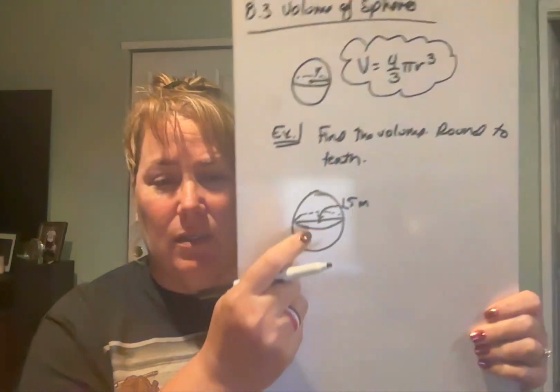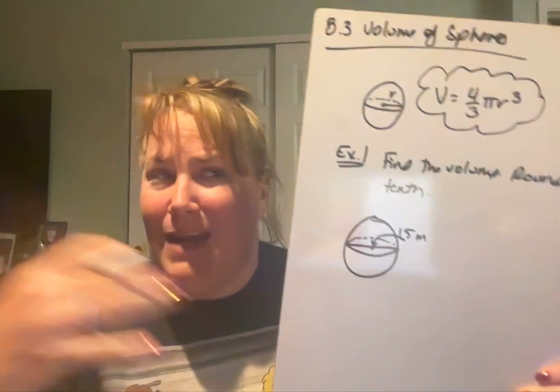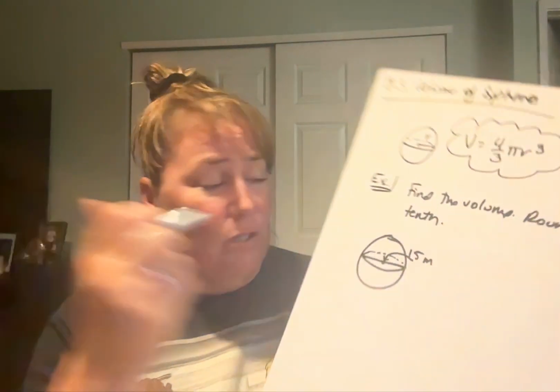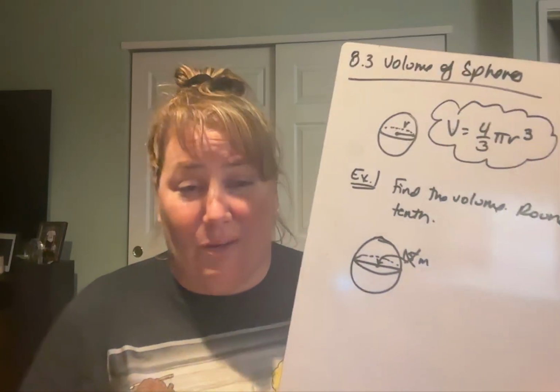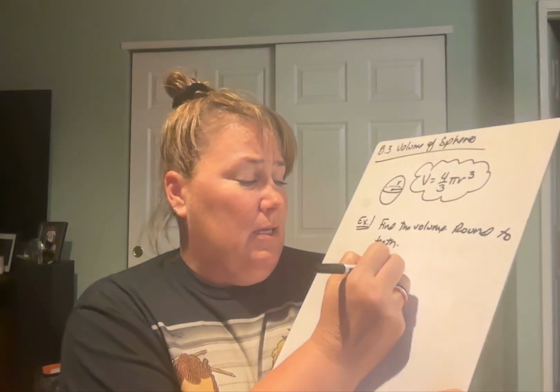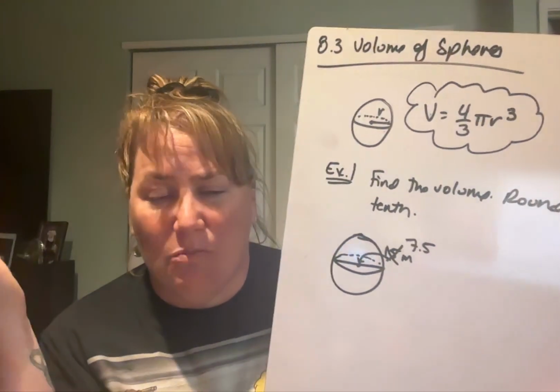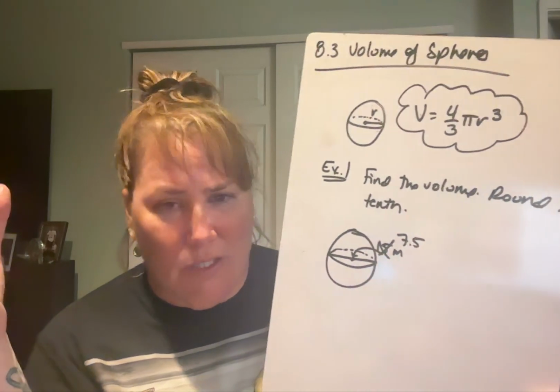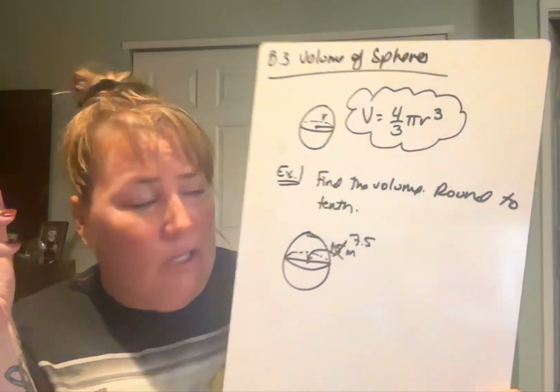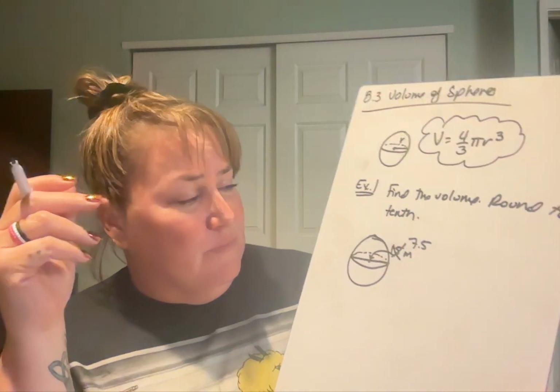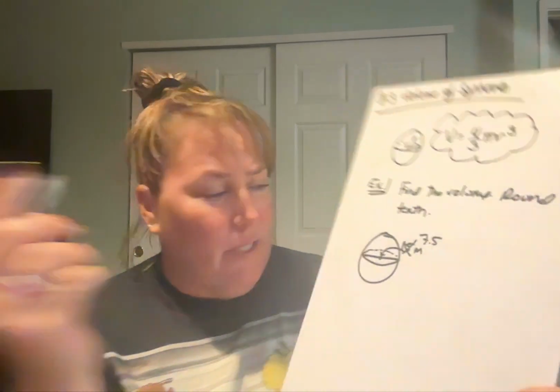Okay? But they gave you the diameter. Anytime they give you the diameter, the first thing you're going to do, take half of that. So half of 15 is 7.5. You can write 7.5 as a decimal or a fraction. I don't care which one you use. That is your call. Okay? Here we go. Let's follow it all again.